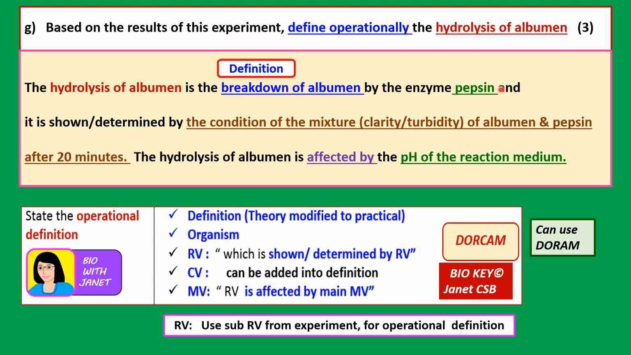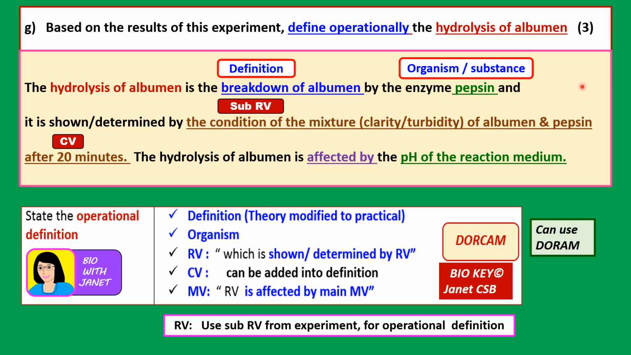By the enzyme pepsin, so mention the substances involved, the enzyme involved, okay? And it is shown by, or it is determined by what? RV. So RV is the condition of the mixture, that means the clarity or turbidity of the mixture, which consists of albumin and pepsin, right? So that is your sub-RV. After 20 minutes, so I put in the CV after 20 minutes. 20 minutes is the CV. So that may be optional, but I prefer to write it down.